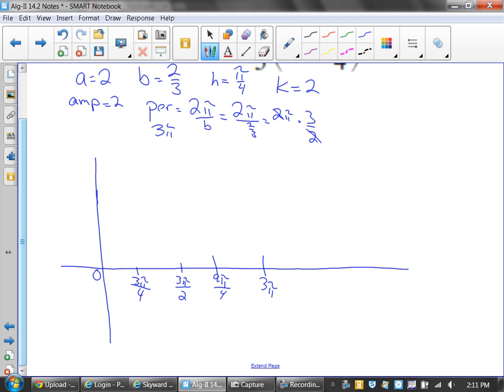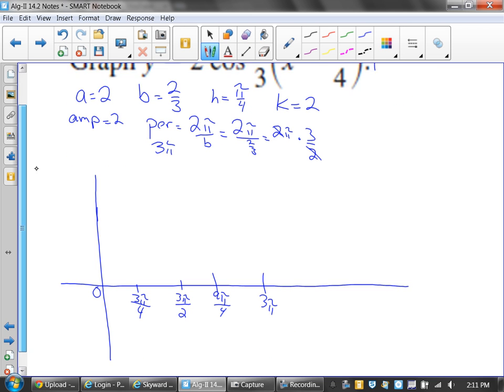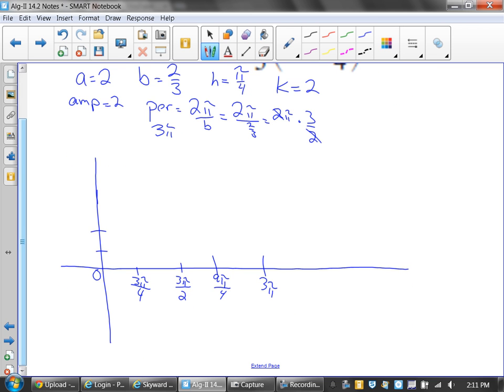Okay? This was a cosine problem, which means it starts where? Not just the amplitude, it starts at the a value, whatever your a value is. So at 0 it's 2, 3 pi over 4, negative 2, 9 pi over 4, and 2.